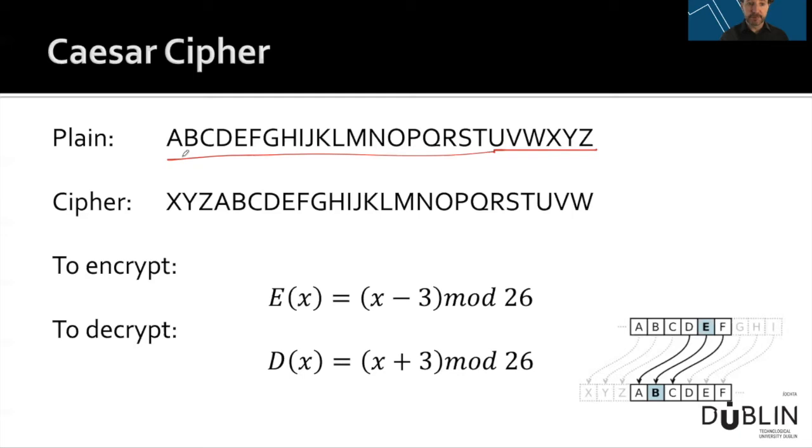And then he'd map them: A goes to X, B goes to Y, C goes to Z, D goes to A, B, and so forth. So you have your plain text, and then you have your cipher. Yeah. So instead, we deal with numbers.